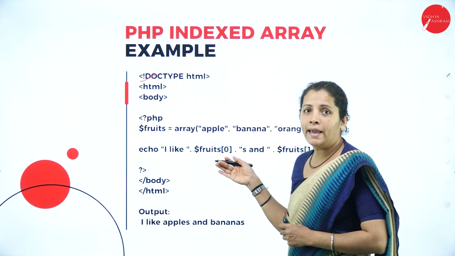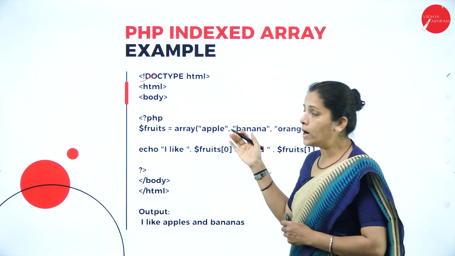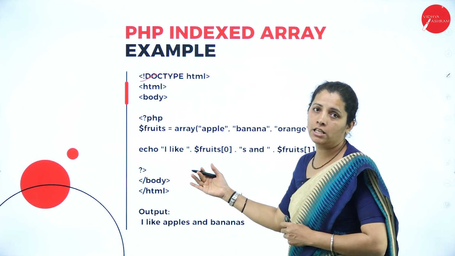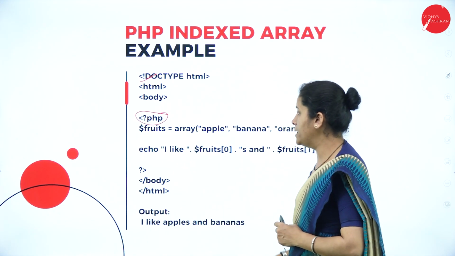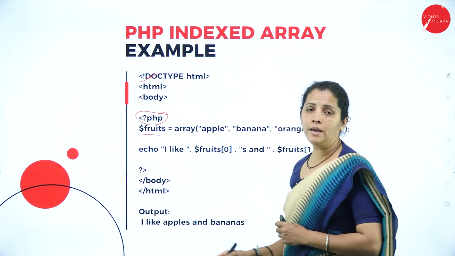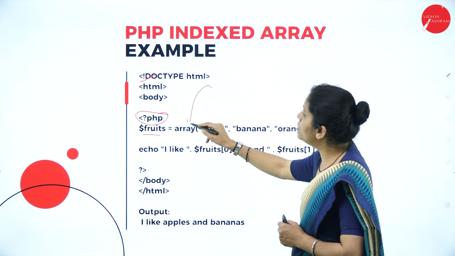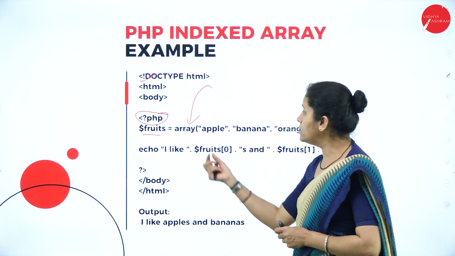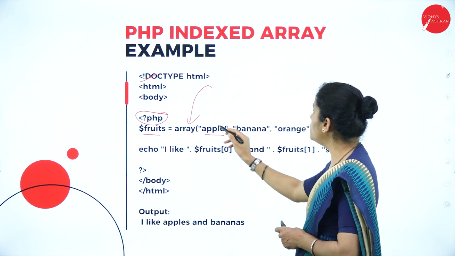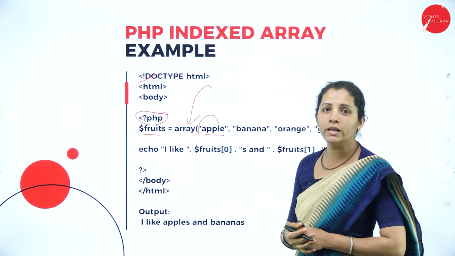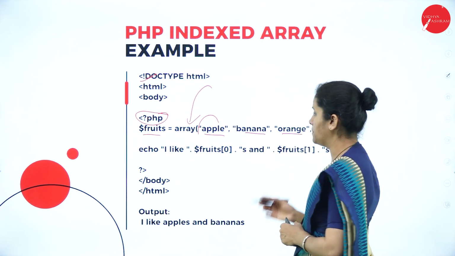See here, how am I going to write the PHP? Inside the HTML code, I'm going to embed the PHP code. So I'll start with PHP. What's my array name? Fruits is nothing but the array name. And I'm going to call the function called array, and I'm passing the values apple, banana, orange, and grapes.